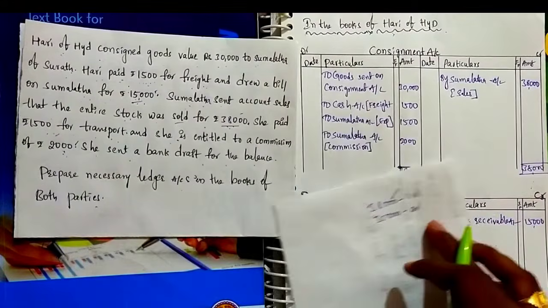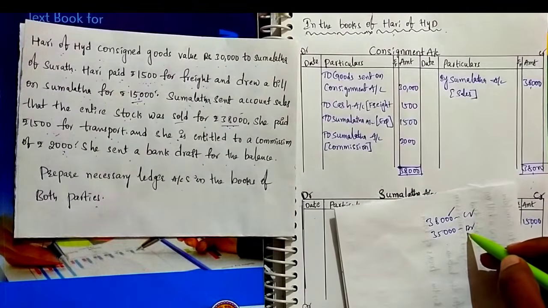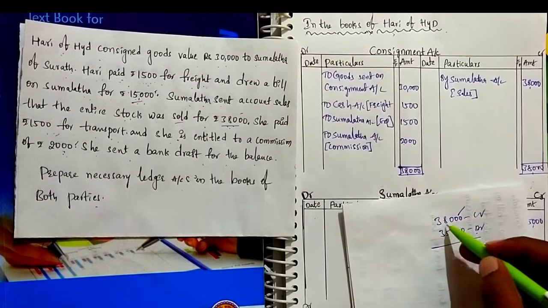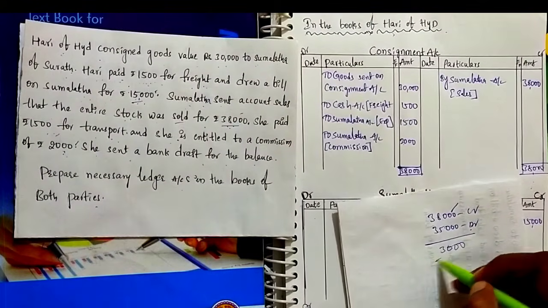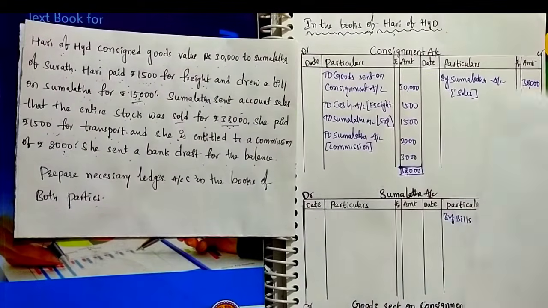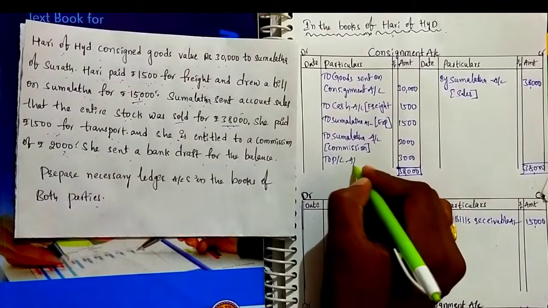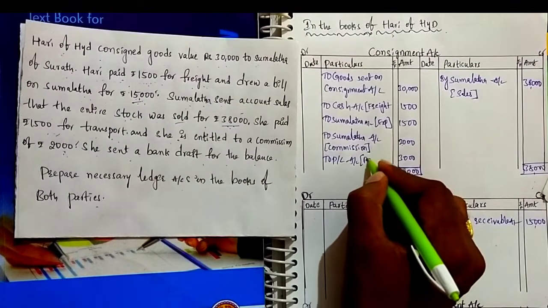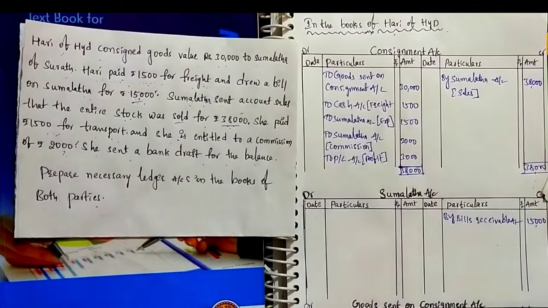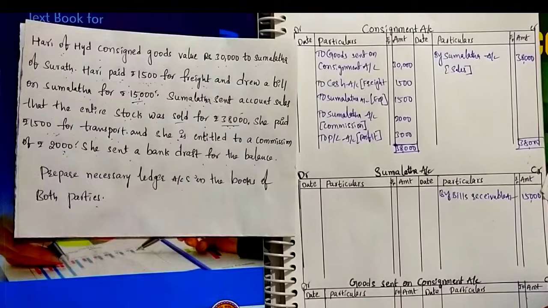So what is the difference? Obviously the difference is on the debit side, because the debit side is very less. How much? 38 minus 35, 3,000 rupees difference on the debit side. So this is treated as a profit. This is transferred to profit and loss account. Profit. That's it.